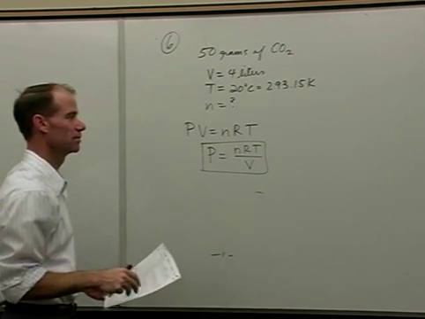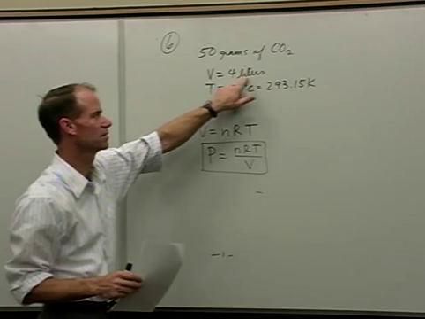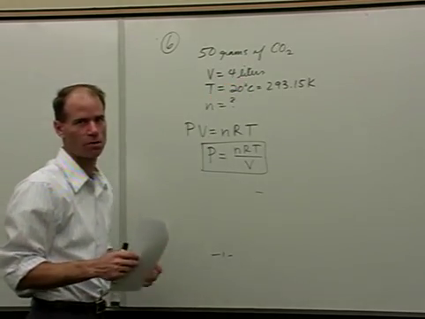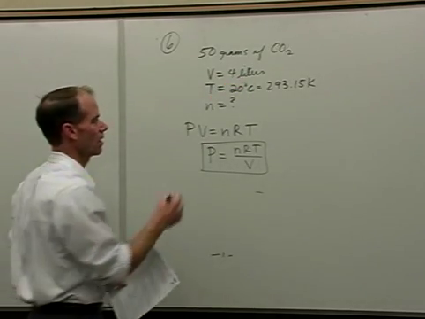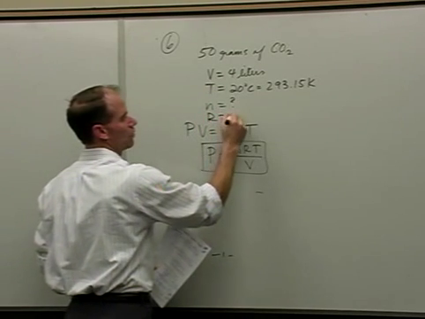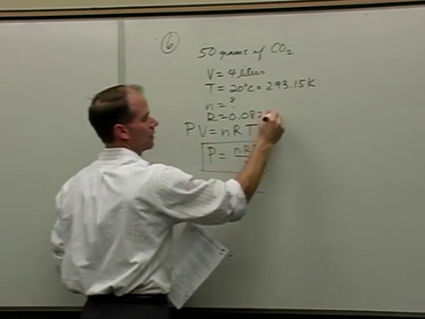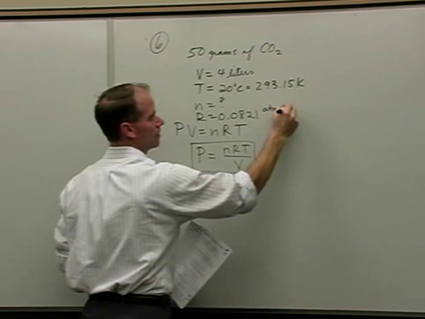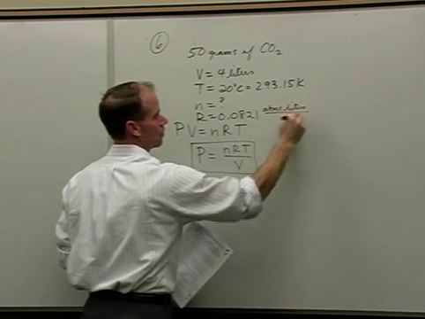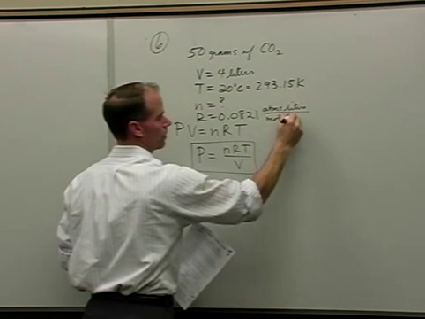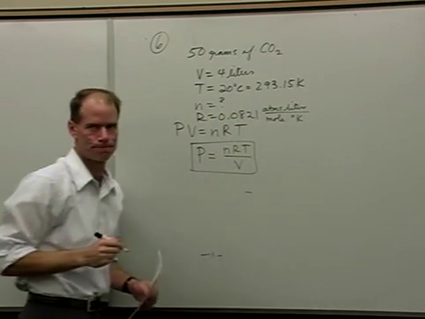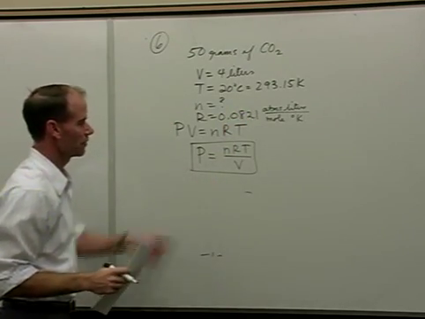R, since volume is given in liters, we're going to be using that second version of R, which is 0.0821 atmospheres liters per mole per degree Kelvin. So we'll be using this one. Okay, so we need to find N.